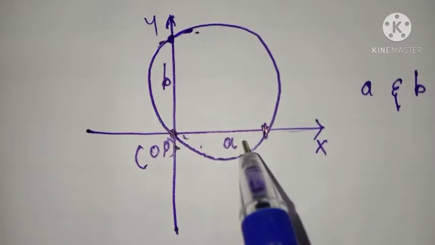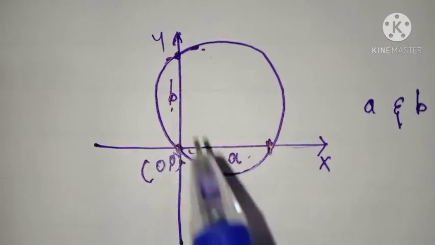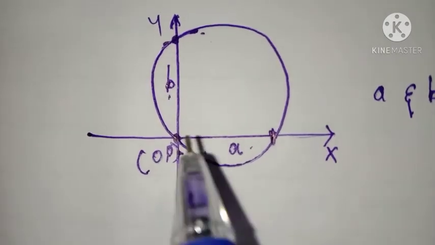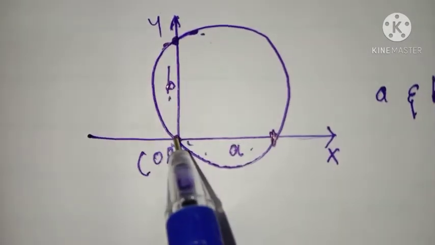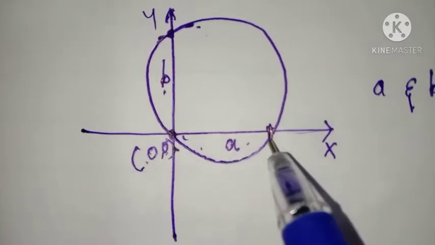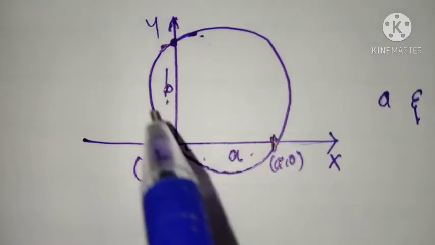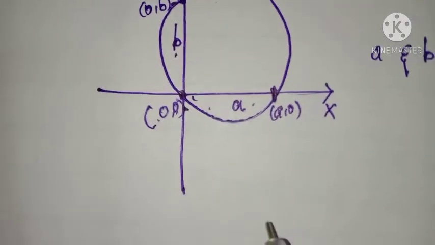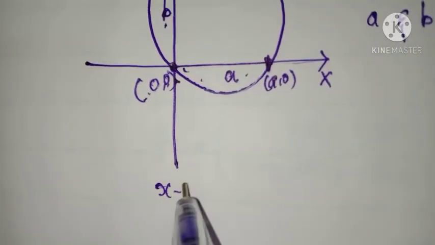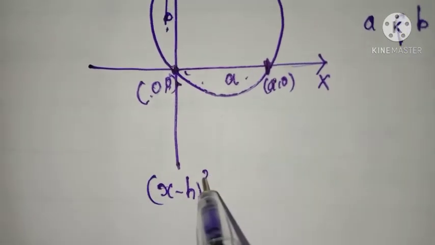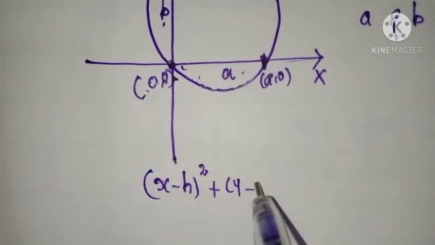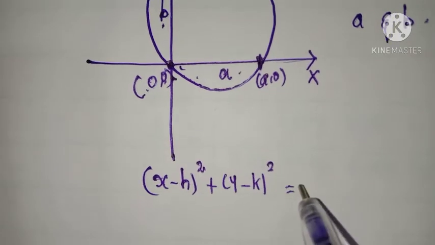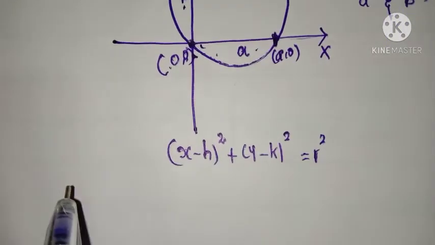So a is the x-intercept, b is the y-intercept. So clearly this circle is passing through the points (0, 0), (a, 0) and (0, b). Now write the equation of circle. What is the equation of circle? (x minus h) the whole square plus (y minus k) the whole square equal to r square.